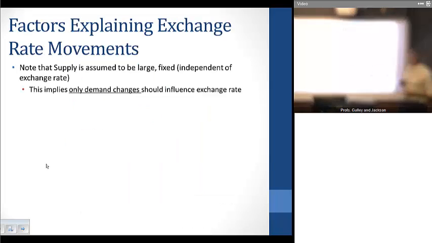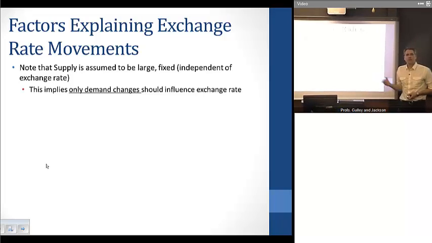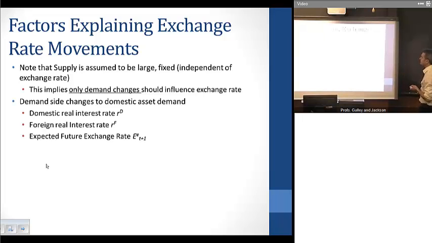Okay. So as we talked about before, the supply curve is fixed, okay, and we're going to assume that it's not going to move at all. And so what this implies then is that with this equilibrium notion, the demand changes are going to be driving our equilibrium exchange rate. And so that's going to be the thing that's going to allow us to explain exchange rate movements, particularly in the short run, are changes in the demand for domestic assets. And so what this implies then is that only demand changes are going to be moving these exchange rates.